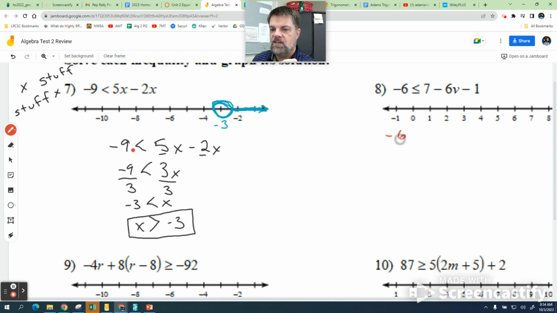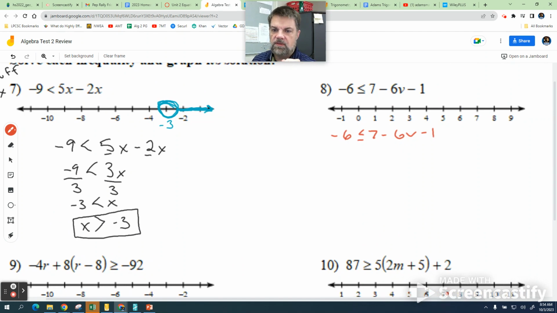So if I say negative 6 is less than or equal to 7 minus 6v minus 1. First thing I'm going to do is combine like terms, right? So to combine like terms, I'm going to slide this over a little bit. I've got a 7 minus 1. So what's 7 minus 1? 6. So 7 minus 1 is 6, right? Minus 6v.